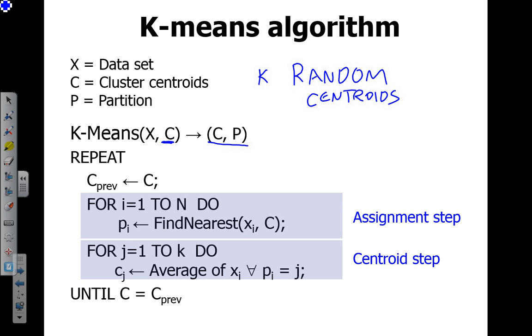So at the first step, the assignment step, it finds for every input data point its nearest centroid and makes the cluster assignment. So this partition label will indicate which cluster it belongs to.